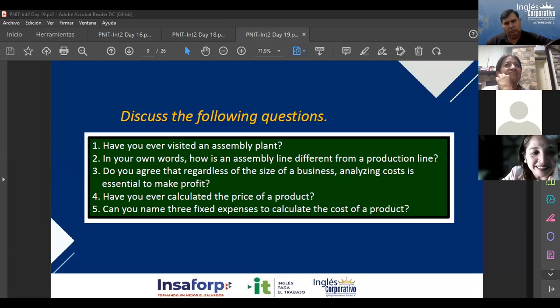Have you ever visited an assembly plant, Carlita? No, never. In the production lines, there are different steps, like stations. For example, if you are creating a bed, you need the assembly line. In the production line, you start with the base, with the wood, and then you add the foam or the cotton, the cloth, and that's it.